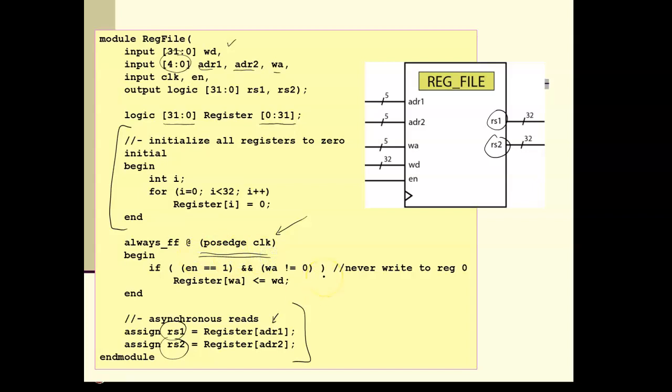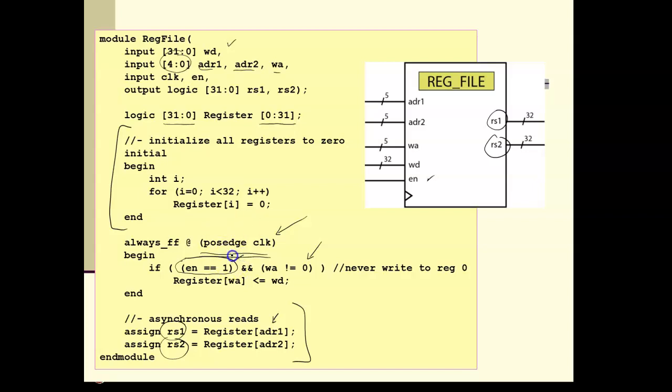So the writes have a couple controls on them. Essentially, I have to turn the enable on, which is essentially a write enable, and I have to make sure that the write address is not 0. Now the issue is that x0 is always going to be 0, so I'm going to model this reg file such that the x0 register never gets written.